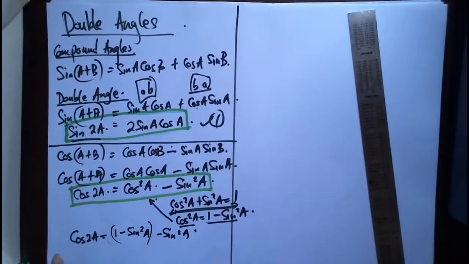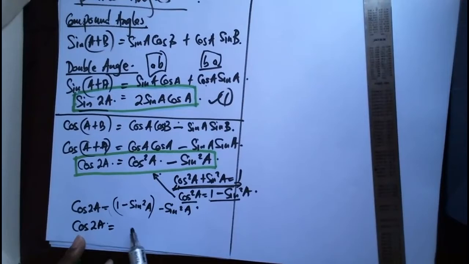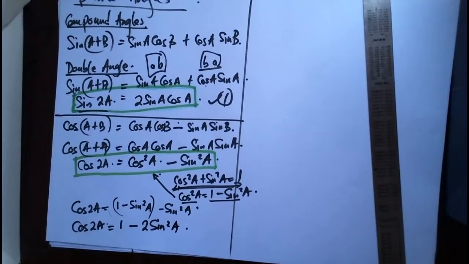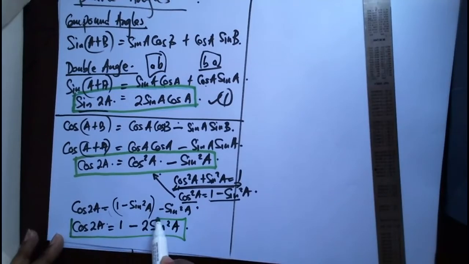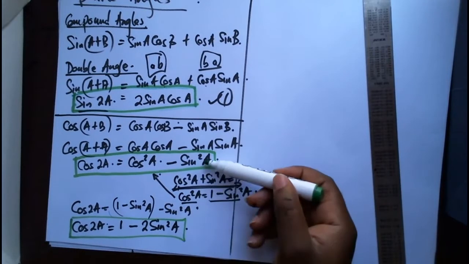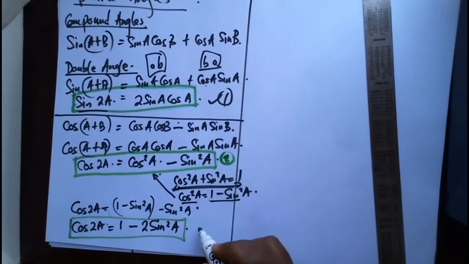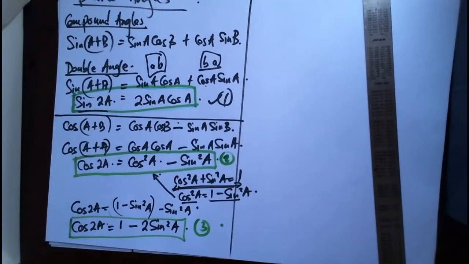And this is just what I've written. So this becomes cos 2A. This becomes cos 2A is equal to 1 minus 2 sine squared A. We have found another formula, another identity. So now it depends on your scenario. Which one do you want to use? It depends on what scenario you would want, but both identities work. So this is identity number 2, identity number 3, right?